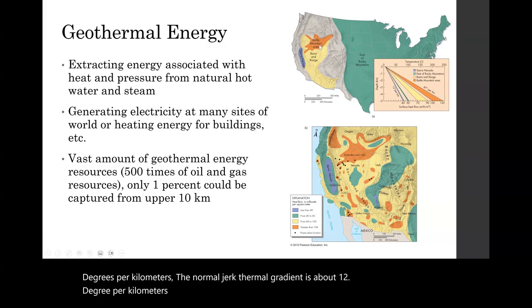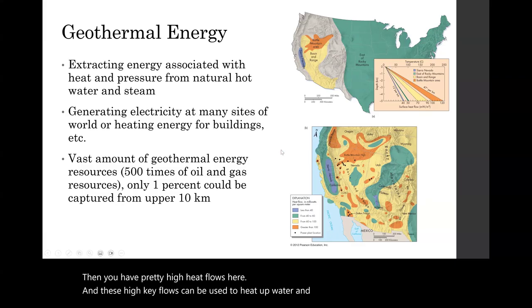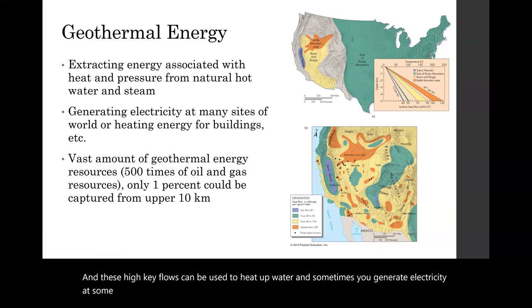But in some places, like the Battle Mountain area, you have pretty high heat flows. And these high heat flows can be used to heat up water, or sometimes even generate electricity at some sites. And there's a vast amount. Here are more maps of this kind.